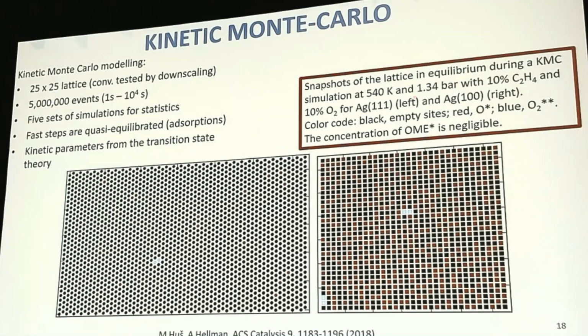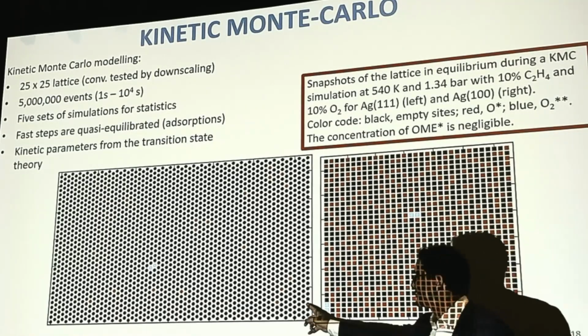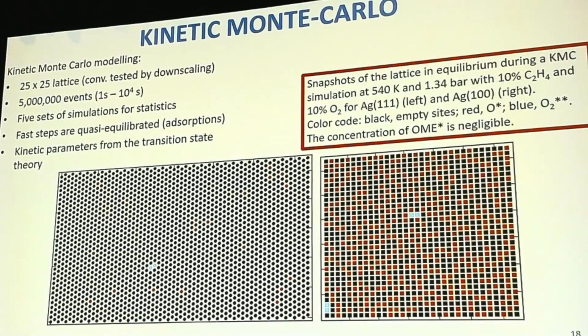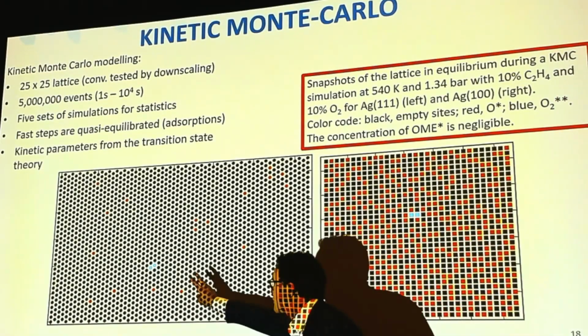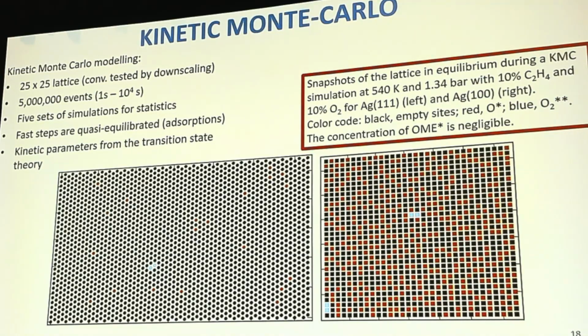So it's almost 1 bar, and it's 540 Kelvin, and so forth. And then you can see the complete difference of the different facets. On the 111 surface, you see that there is almost nothing there. This is not good for anyone that is colorblind, but the black ones, that's empty sites. And then there are a few red ones that tell you that there is some oxygen there. And you can also see the oxygen molecule showing up at the state. So this is just a snapshot once into the reaction.